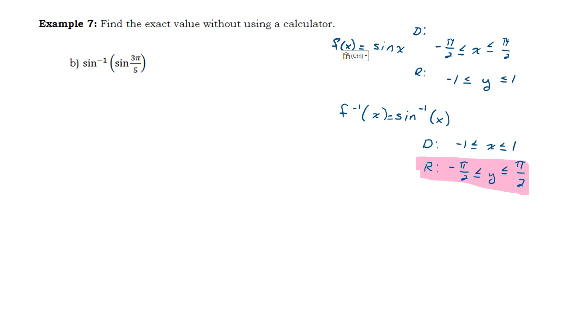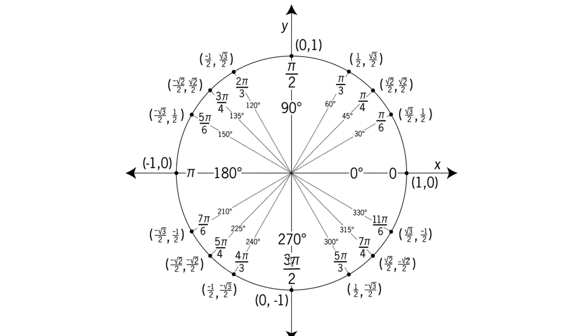Let's take a little look at a picture, because 3 pi over 5 is not one of our common angles, but let's see where it is here. 3 pi over 5. Maybe it might help to think about degrees and turn this into degrees to help you visualize it.